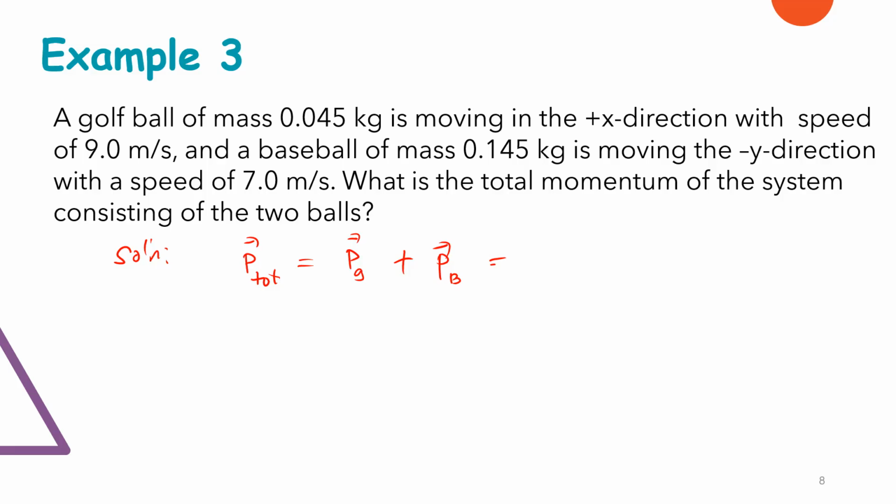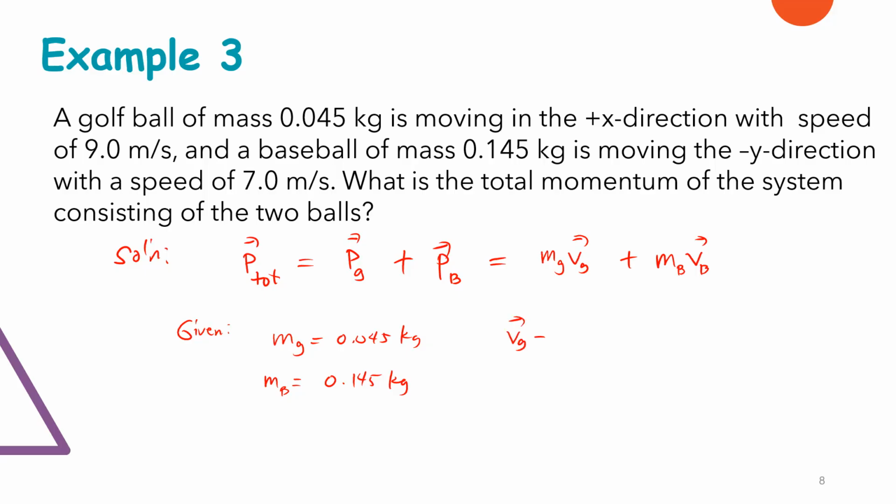We also know that momentum is equal to mass times velocity. So the momentum of the golf ball is the mass of the golf ball times the velocity of the golf ball, plus the momentum of the baseball, which is the mass of the baseball times the velocity of the baseball. Given, these are the given: mass of the golf ball is equal to 0.045 kilograms, while the mass of the baseball is equal to 0.145 kilograms.